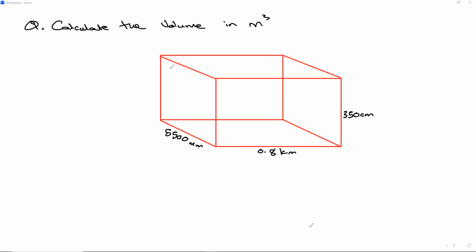So we want to calculate the volume of this shape in meters cubed. We've got a height of 350 centimeters, a length of 0.8 kilometers, and a width of 5,500 millimeters. We want to calculate the volume in meters cubed. Give it a go.